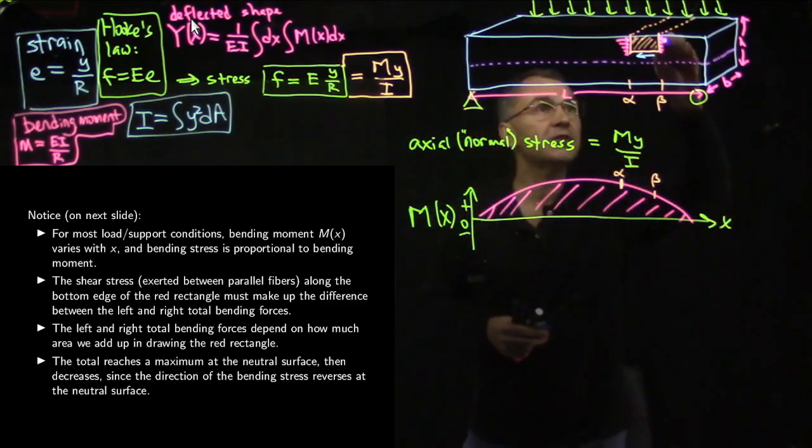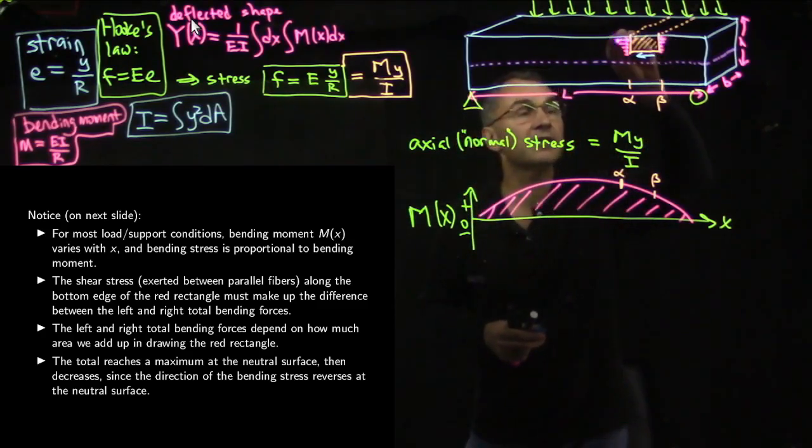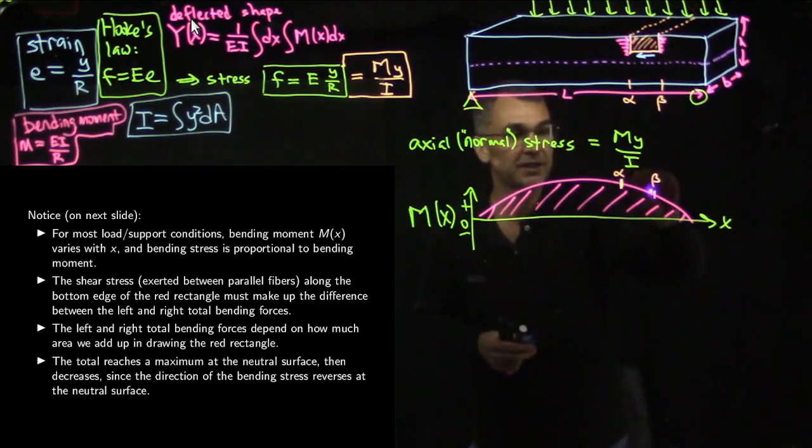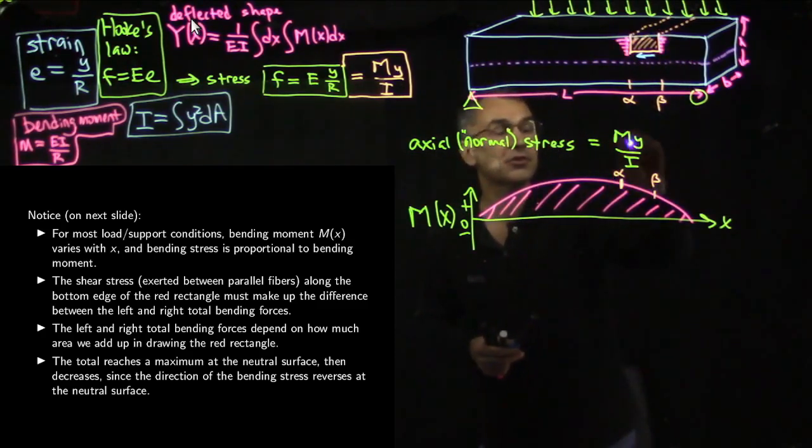And you see, for each one of these arrows pointing to the right on the left side of this chunk, there's another arrow pointing to the left on the right side of this chunk, but these arrows are all longer than these arrows because the moment function is bigger here than it is here. Each one of these little arrows is proportional to this moment function times the height above the neutral surface.